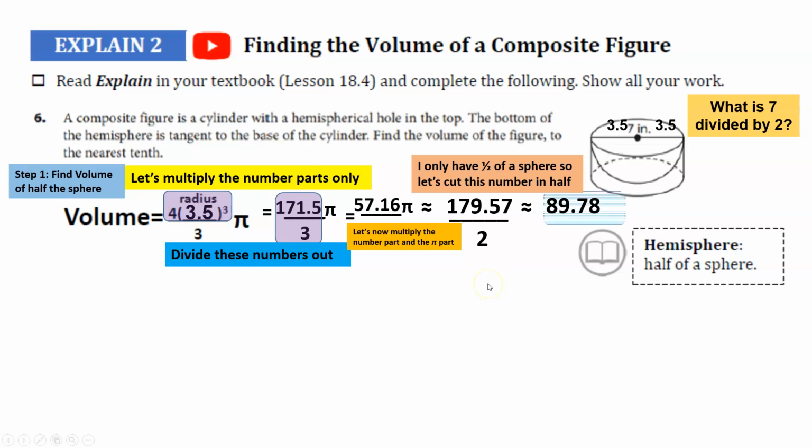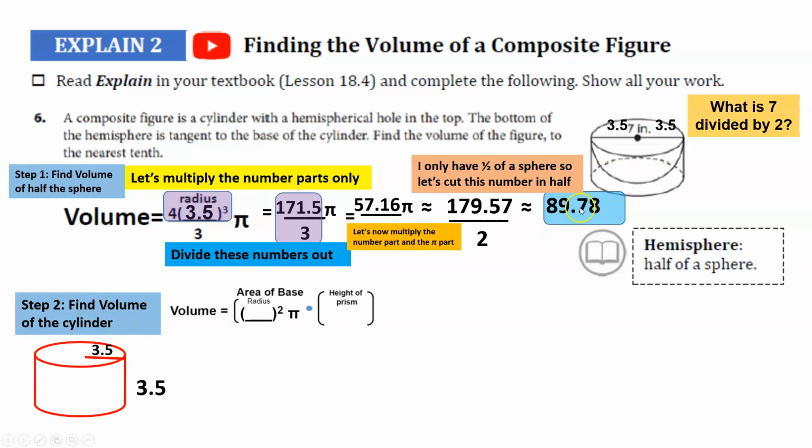Okay. The next thing we're going to do is find the volume of the cylinder. In this case, since my radius was 3.5, I wrote that there. And notice since it's only our cylinder, even though they don't label it, we can infer that it's as tall as the radius, which is also about 3.5. So let's fill that in. Height of our prism is about 3.5 and the radius is as well. Let's compute that out.